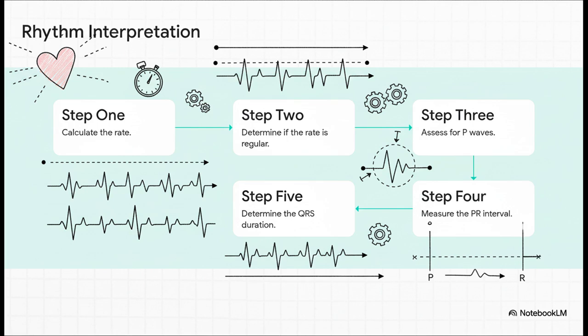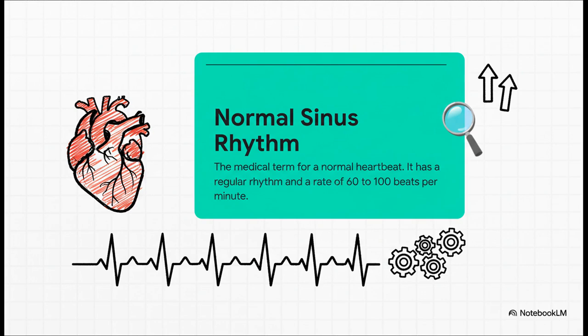Then they look at the P waves and measure the key intervals to make sure all the electrical timing is perfect. This step-by-step process turns a complex puzzle into a solvable problem. When everything checks out, the rate is between 60 and 100, the rhythm is regular, and all the waves look just right. It's called a normal sinus rhythm. This is our baseline, our gold standard. It's the story of a healthy heart, and it's what we compare everything else against.